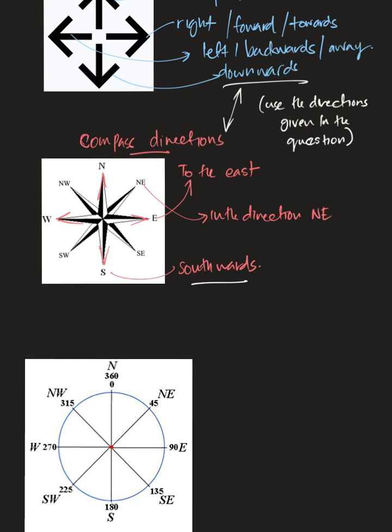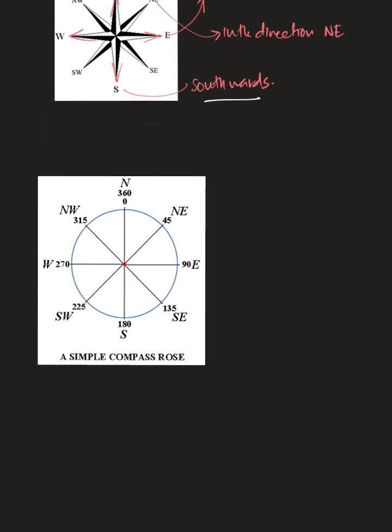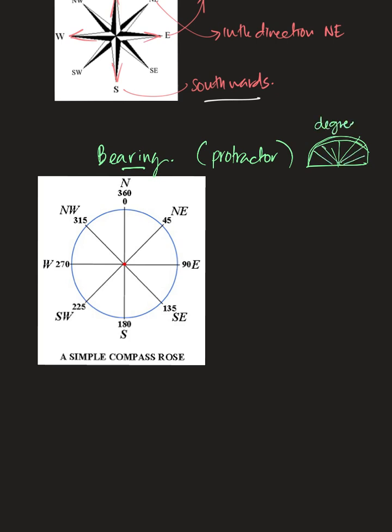Right, the next thing we're looking at is, that's compass directions. The next one that we're looking at is a little bit more complicated. This is called bearing, right? When we talk about bearing, we need to make sure we use a protractor. This little instrument that you get in your math set, right? It is used to measure degrees.